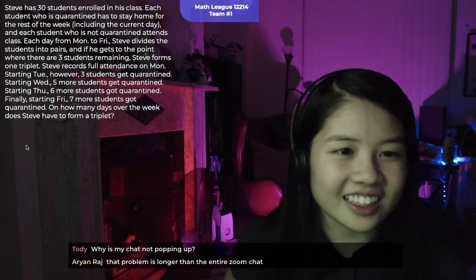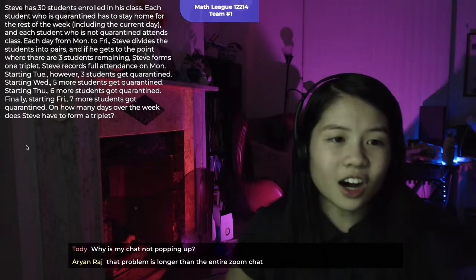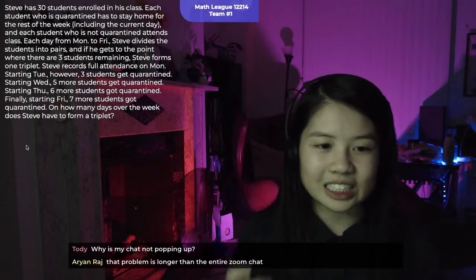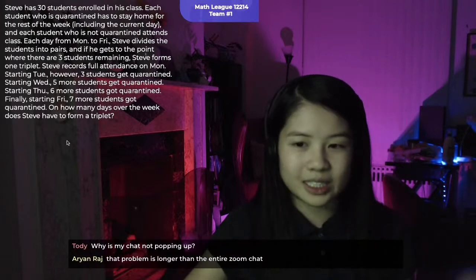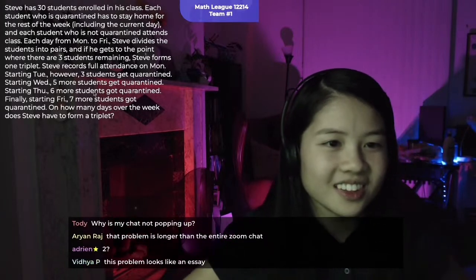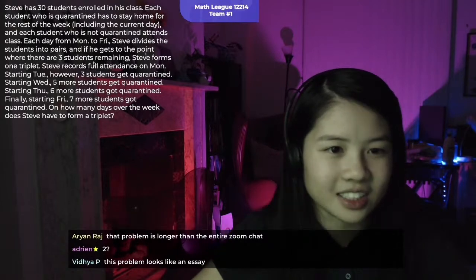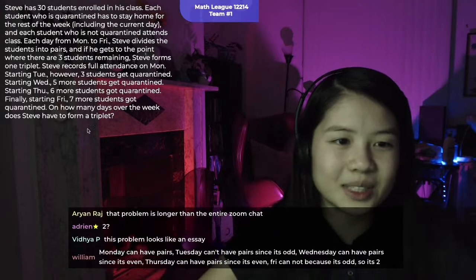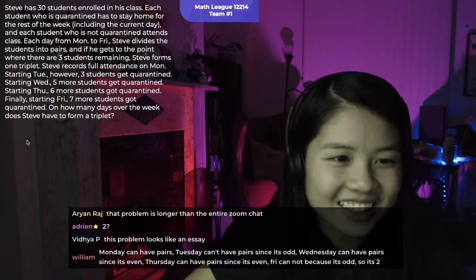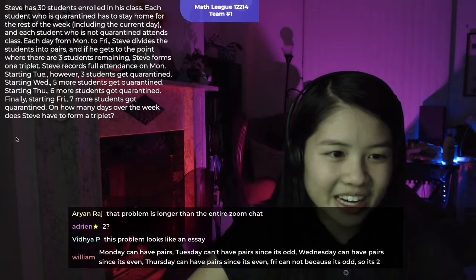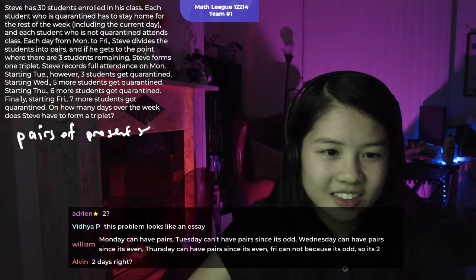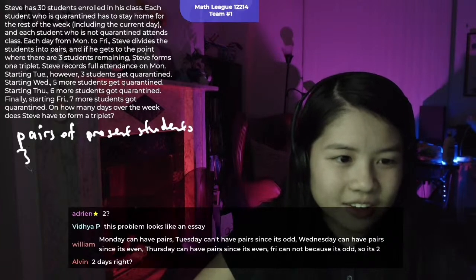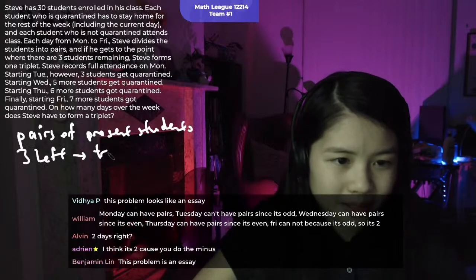I see. So the students in pairs have to be the students who don't have COVID or aren't quarantined, because the students in pairs are the ones in the classroom. So if you get to the point where there are 3 students remaining in the classroom, then there's one triplet. Okay. So let me just write this out quickly. So pairs of present students, and then 3 left makes a triplet.